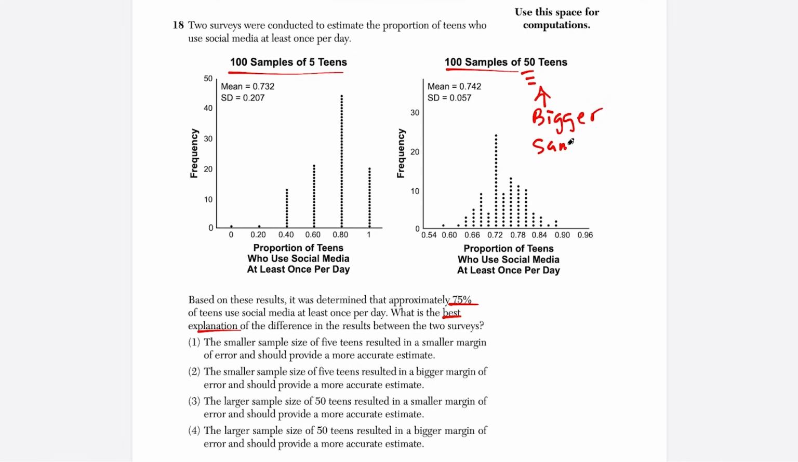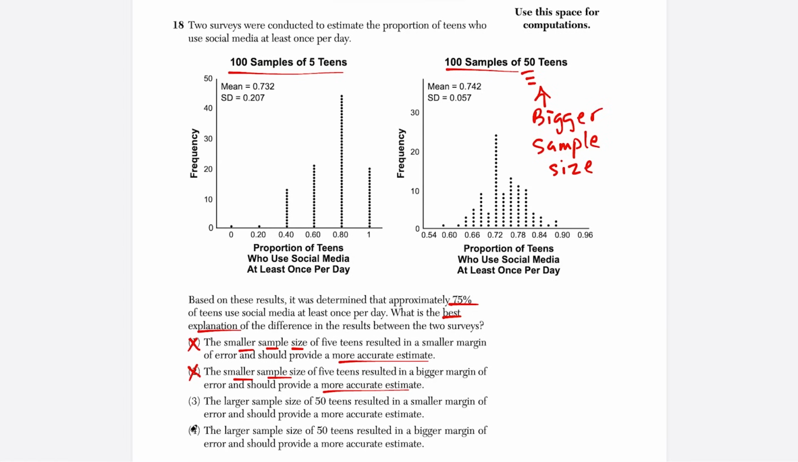The big idea for statistics is that if you have a bigger sample size, your results are going to be more accurate in your survey. The more people you can survey, the better. That's the idea I'm coming into this question with as I look through the answer choices. For choice 1, we have the smaller sample size resulted in a smaller margin of error, and this provided a more accurate estimate. That phrase is out, because the bigger the sample size, the more accurate the estimate is going to be.